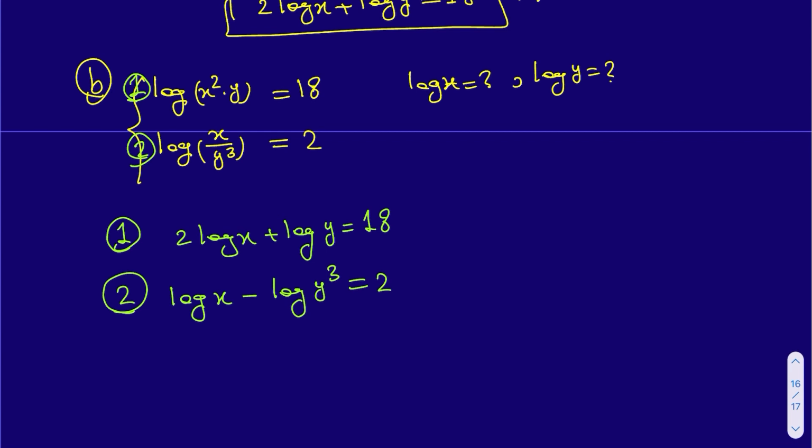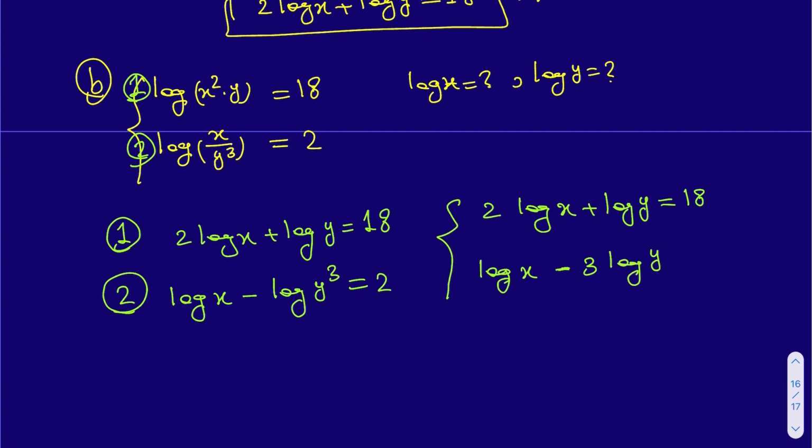Okay, and then again I can simplify it further because there is a power here, and this power is not what I want, because the rest of the logs are simple, they don't have any power. So therefore again I will write it. This time is like 2 log x plus log y is equal to 18, and another one log x minus 3 log y is equal to 2.